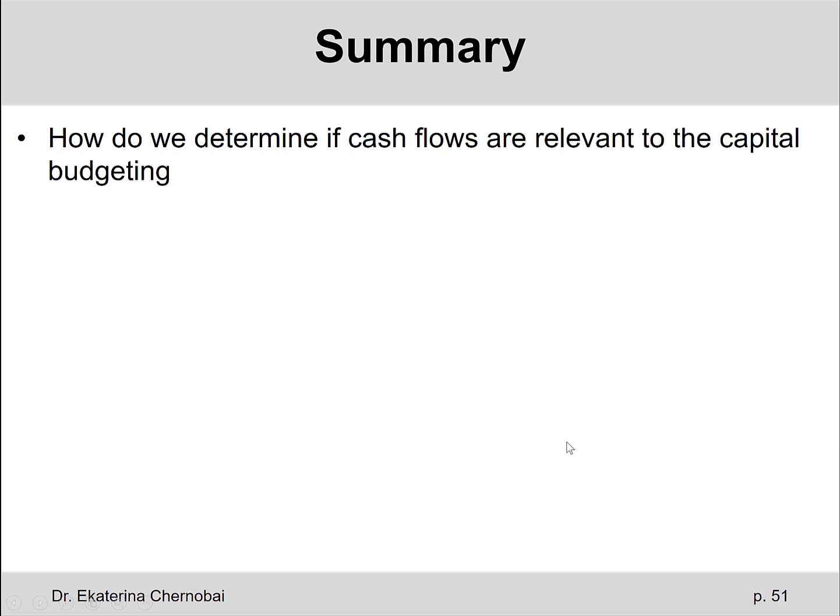Let's summarize chapter 10. First, we looked at how we determine if cash flows are relevant or irrelevant to the capital budgeting decision. Everything is relevant except for two things. The first thing that's irrelevant is a so-called sunk cost. You can simply think about the timing. If it's something that has already been paid in the past, before the decision on the project, accept or reject, is made, then it's irrelevant.